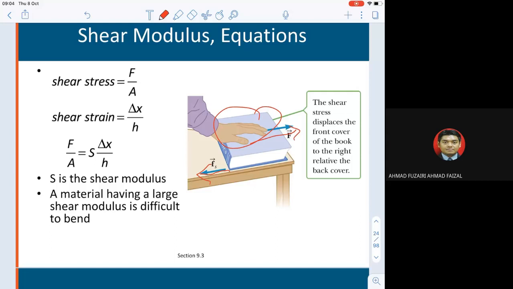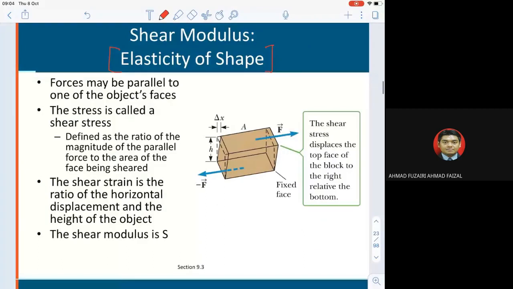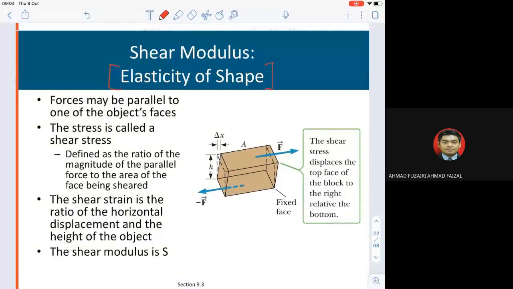Try to imagine so that the book originally is like this on the table, okay. And after we do some modifications for the shear, means you do some modifications for the shape of the book, so it become like this. Okay, can you imagine? So from this to this, okay. So this is what shear is all about. Okay, the forces may be parallel to one of the object faces. Okay, the forces parallel to the object faces.